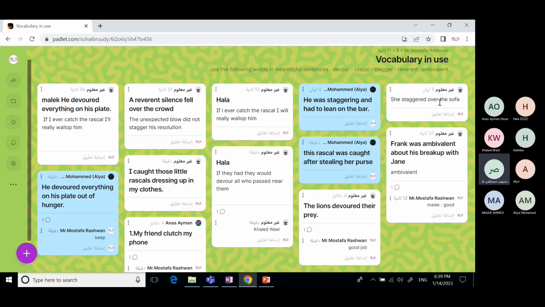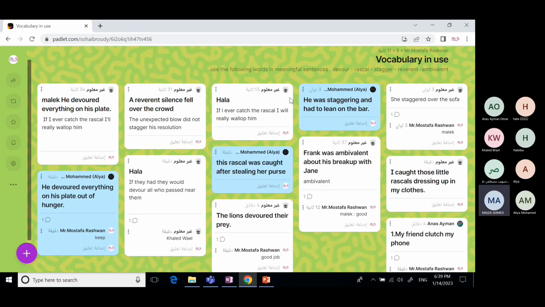She staggered over the sofa. Okay. Yes. And Hala, this is you. Yeah, that's me. On the right, or sorry, on the left is mine too. Yes, okay, Malik. Yes, this is one. He devoured everything on his plate. If I ever catch the rascal, I'll really wallop him.